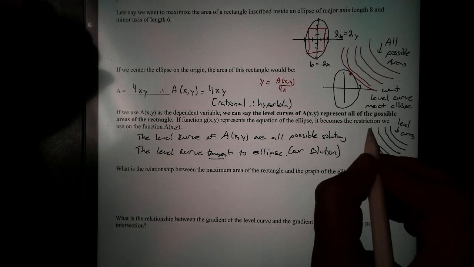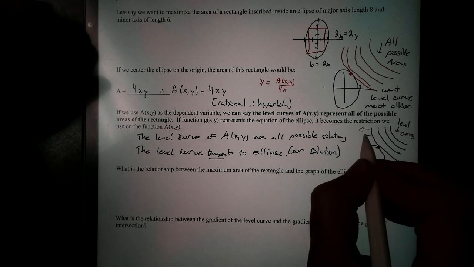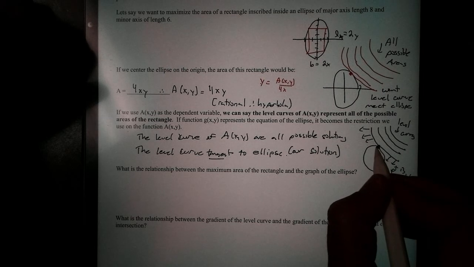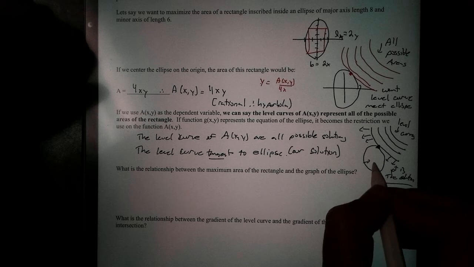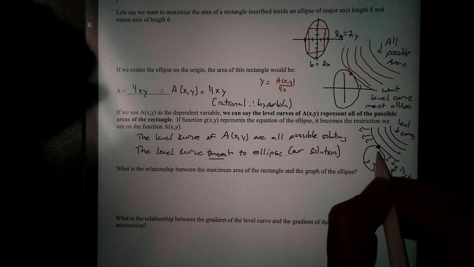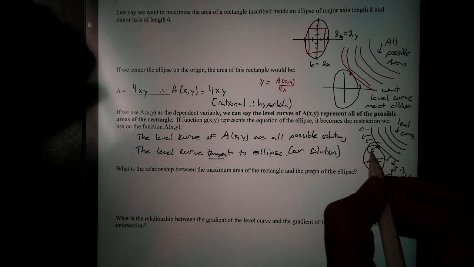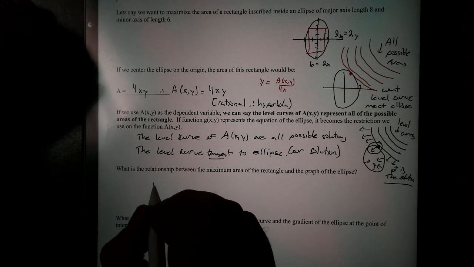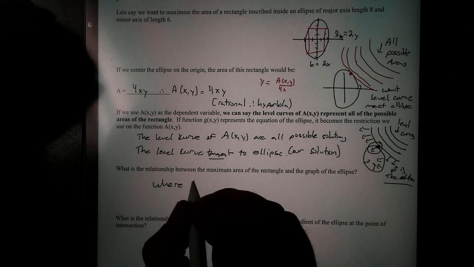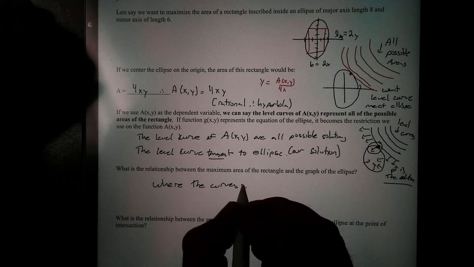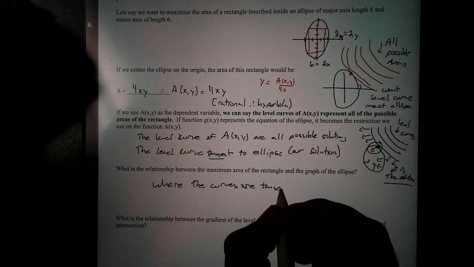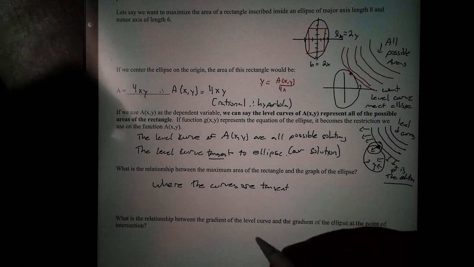Now, why does that work? Well, if we think about it in terms of direction, perpendicular direction. If I'm perpendicular to my level curve, we can be heading in all directions. However, at the point where they're tangent, the direction of my ellipse will be the same as the direction of my level curve. And that's what this says right here. Where the curves are tangent, they have the same direction.